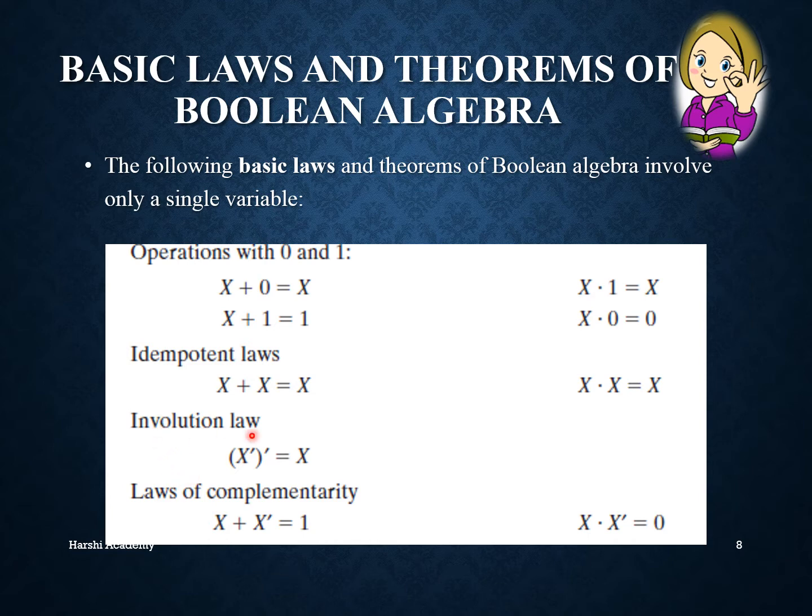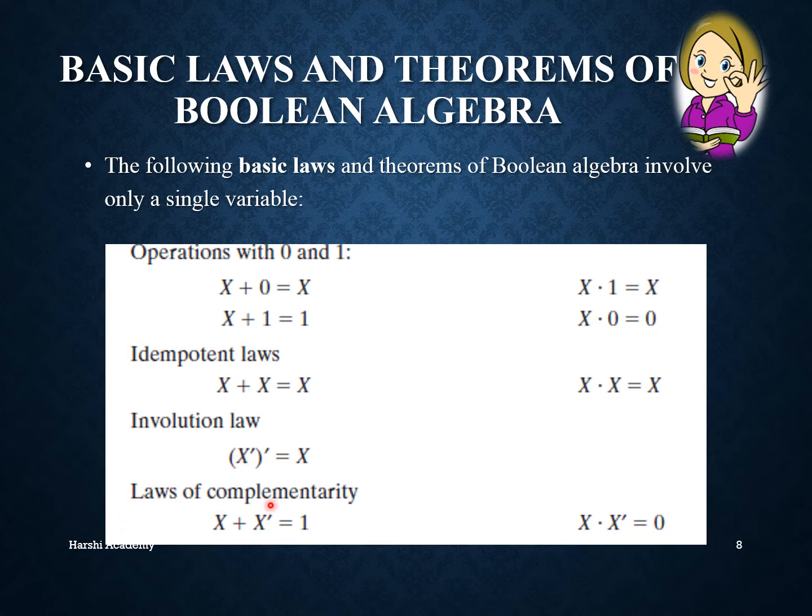And involution law. Here x bar bar. This bar cancels this bar, then answer is x. That means when we take 1 as x, then x bar is 0, x bar bar again comes to 1.